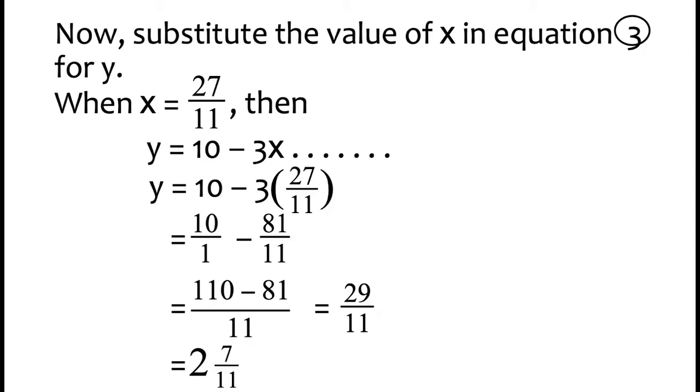Also, 11 into 11 is 1, and 1 multiplied by 81 gives us 81. So the numerator is 110 minus 81, all over the denominator, which is 11. And of course, that will give you 29 over 11. And 29 divided by 11, the answer is 2 whole number 7 over 11.